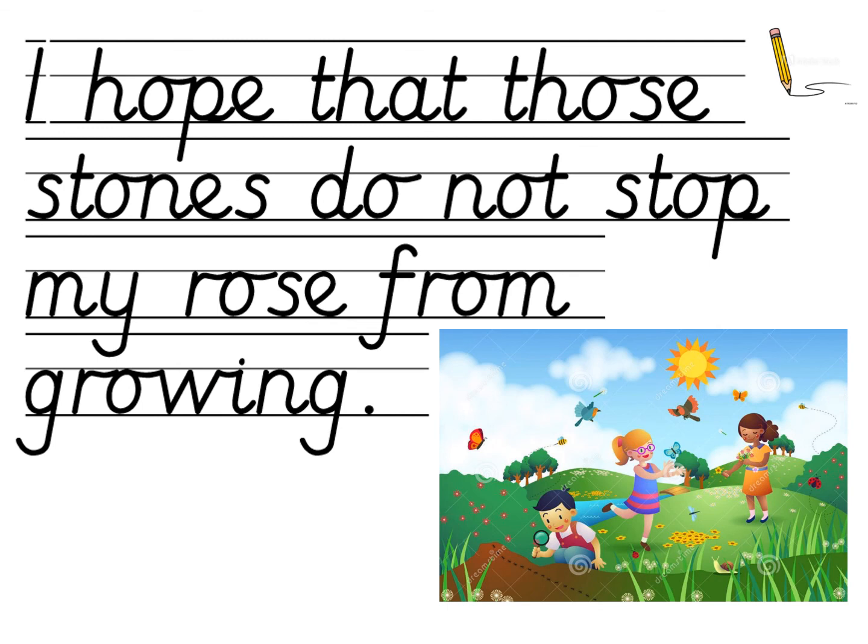Well done, everyone. Okay, you can tick and fix each word now. So the words hope, those, stones and rose all have that split O grapheme that we've been mastering today. But can you see growing does have an O phoneme, but it's actually made of the letters O and W. Do you remember learning that digraph before?